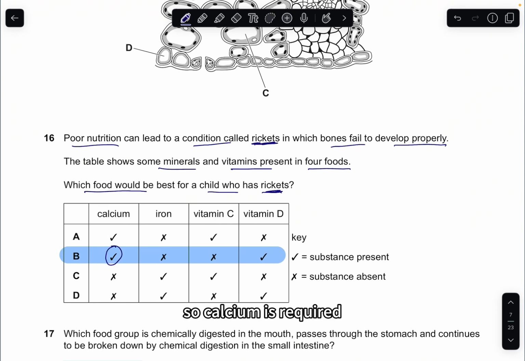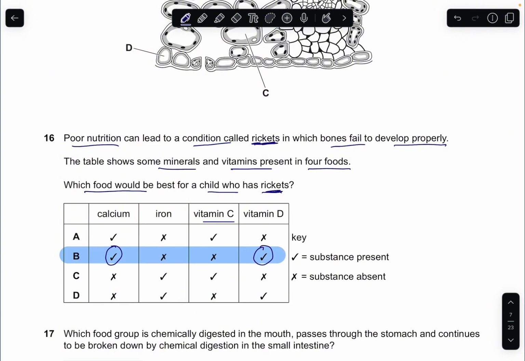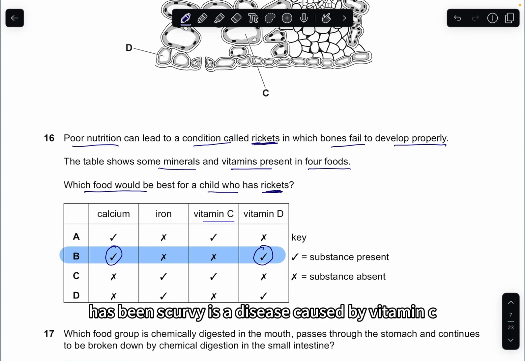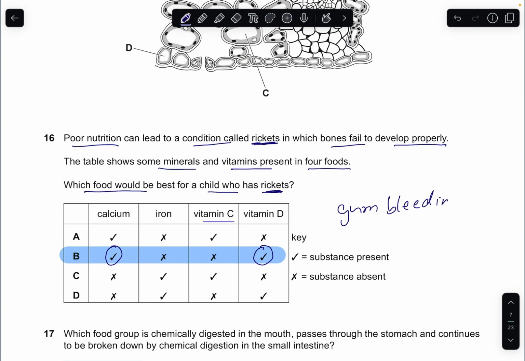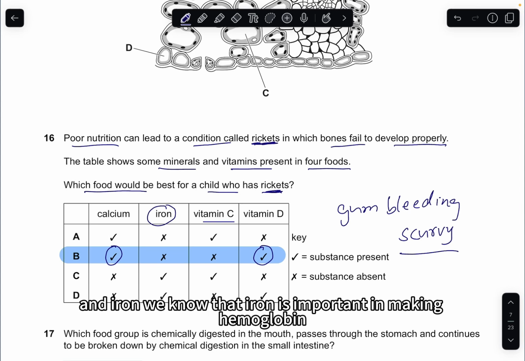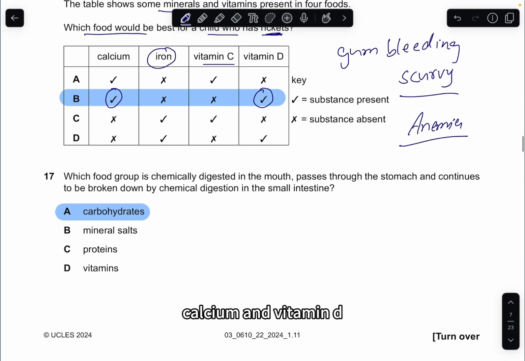So calcium is required. Vitamin C is not important in the case of rickets, because vitamin C helps in scurvy, a disease caused by vitamin C deficiency that can cause gum bleeding. That is scurvy. And iron, we know that iron is important in making hemoglobin, and a lack can cause anemia. So our answer is B, calcium and vitamin D.